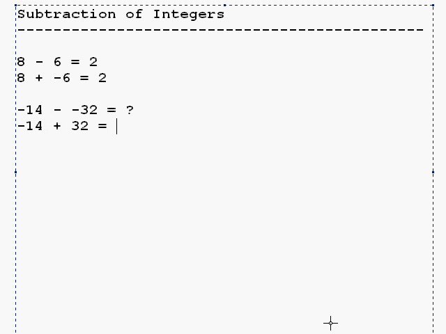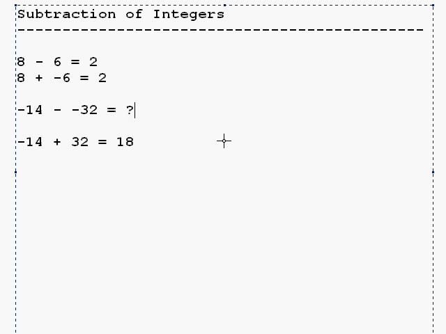So the biggest number is 32, so our answer is going to be positive. And then we just do 32 minus 14 to get our answer, which is 18. So we know that negative 14 minus negative 32 is 18.